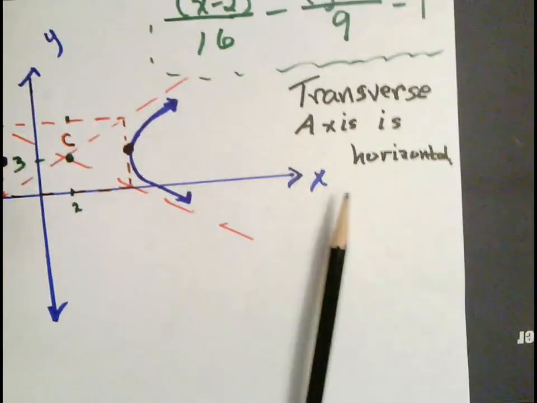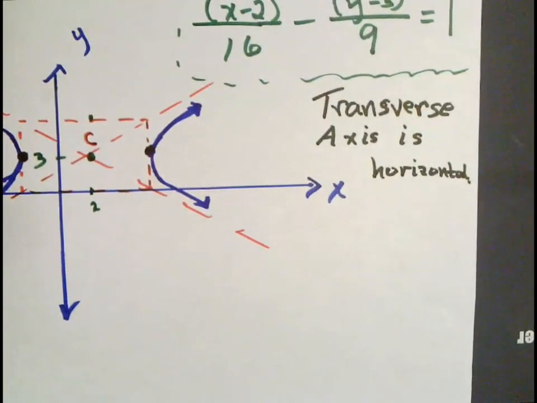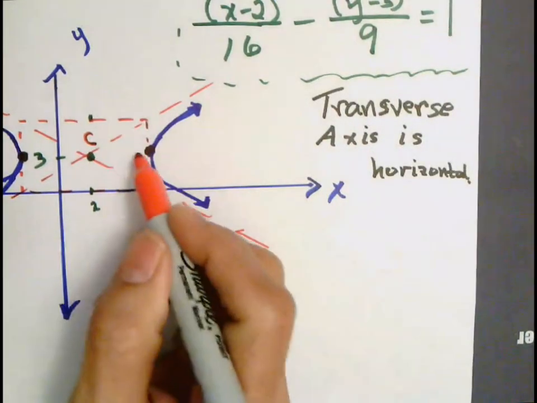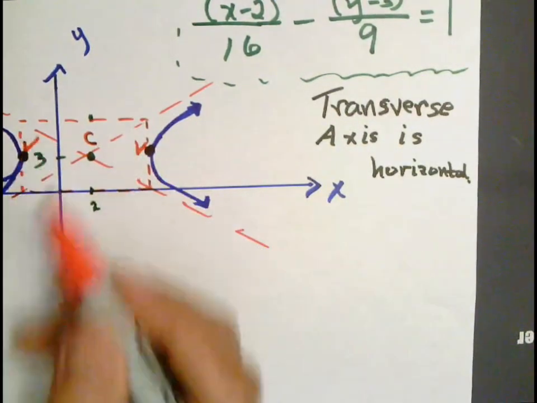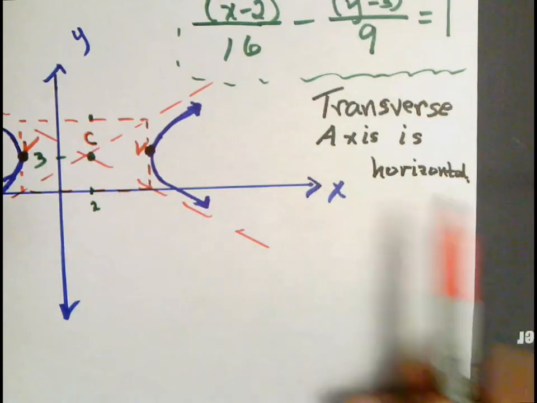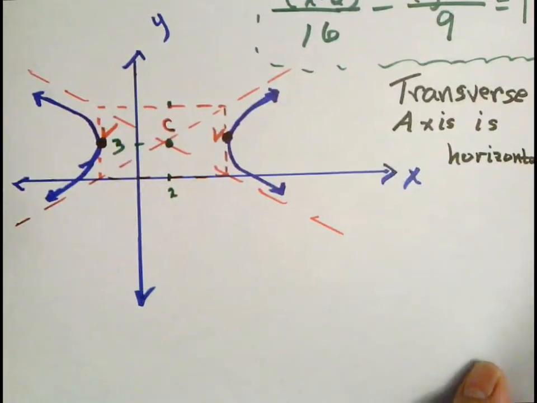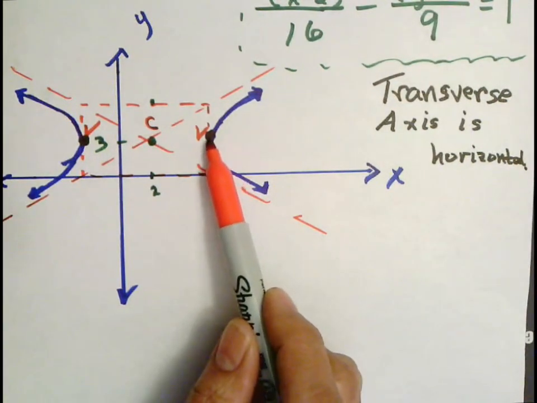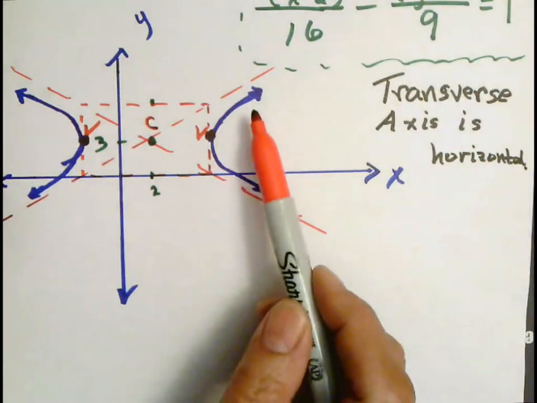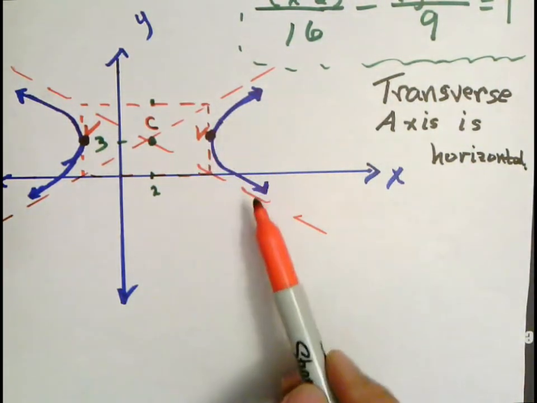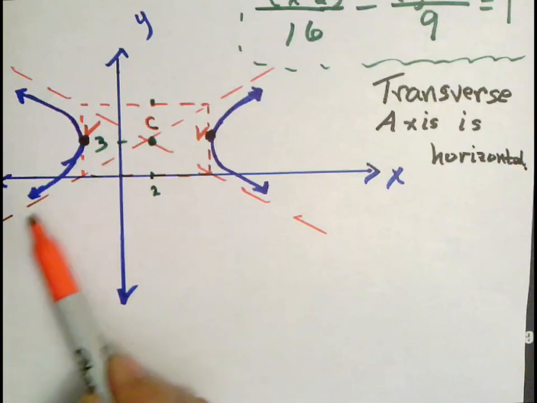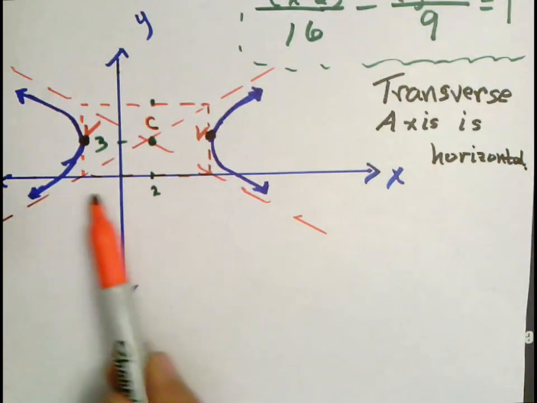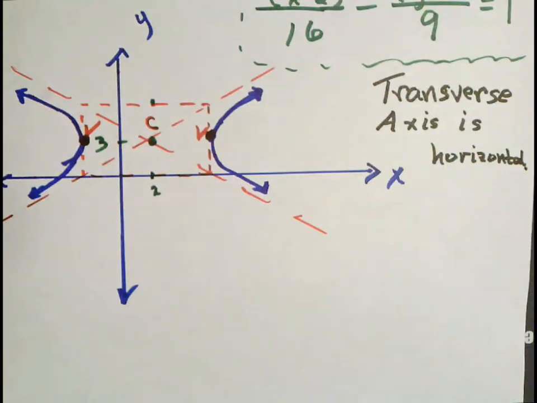Then, since our transverse axis is horizontal, see this vertex point right here? Let me put a little V here. Here's a vertex point and a vertex point. And since the transverse axis is horizontal, then the branches, you see, you get on that vertex right there, will be opening left and right. And the branches will be getting closer and closer to the asymptotes, but they'll never touch, never cross.